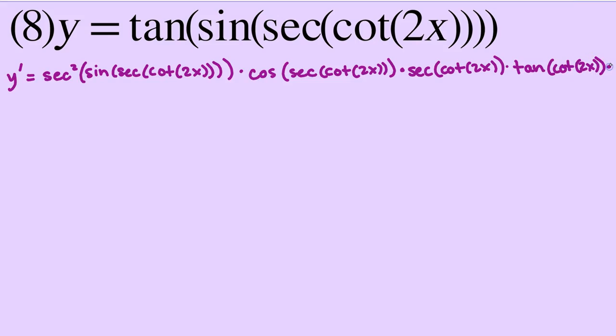Times, and now we're on to cotangent, and its derivative is negative cosecant squared. So negative cosecant squared of its inside times the derivative of 2x is 2.